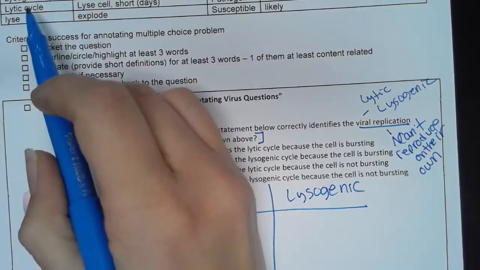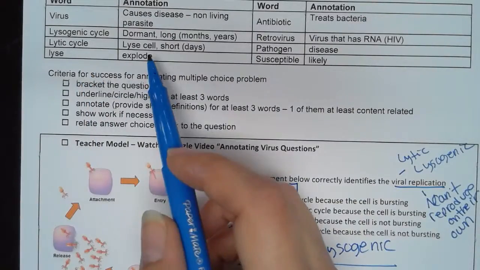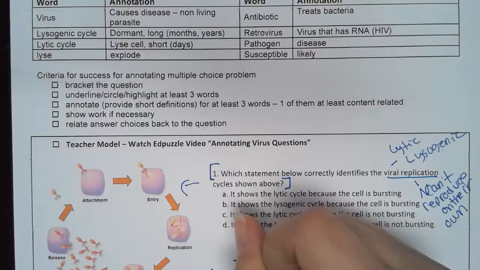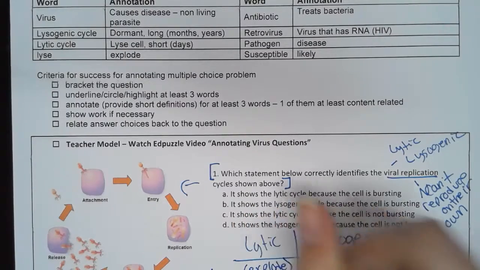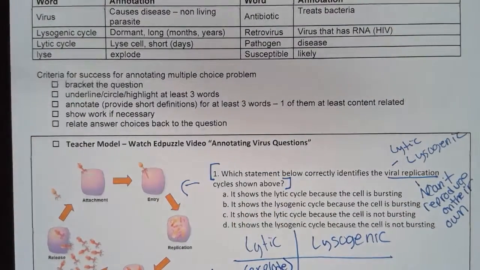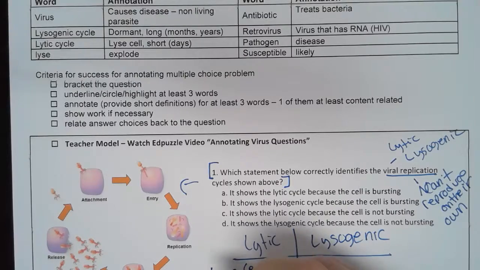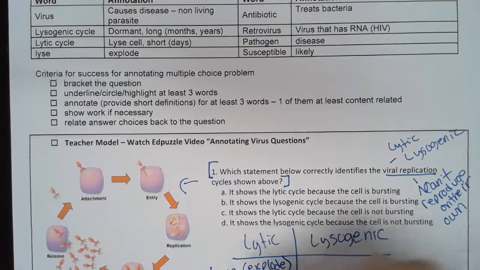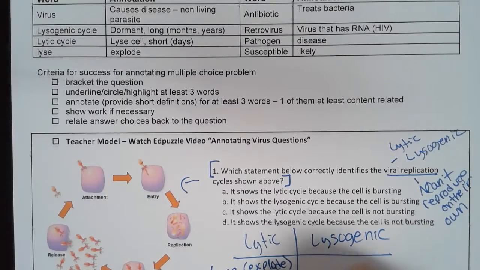Lytic cycle, if I look up here, it tells me that it lyses the cell. Lyse just means explode. So that means that it's going to burst the cell. And this is also short. You see symptoms within days, like 1 to 4 days.